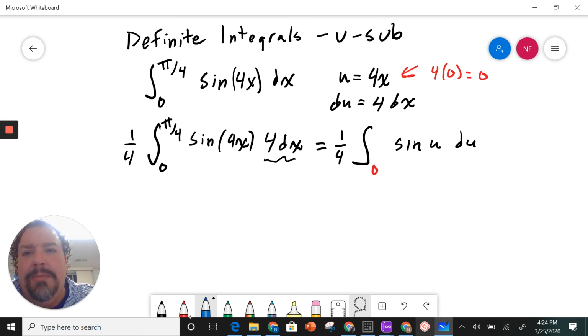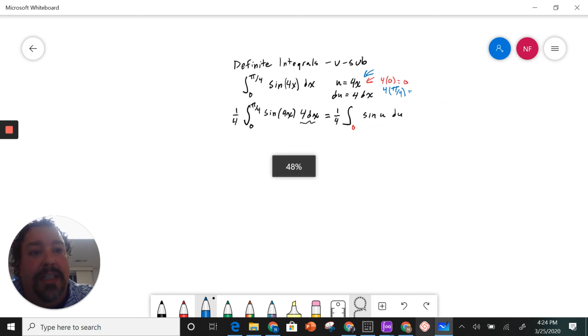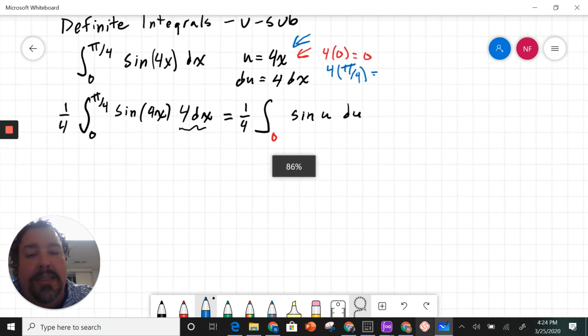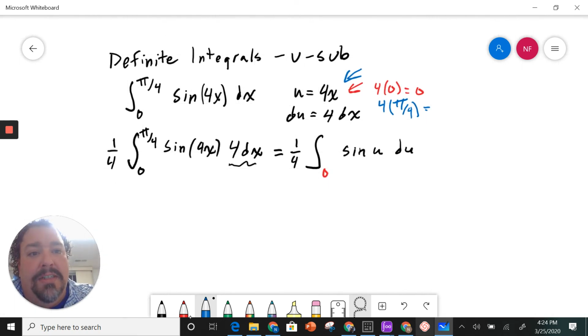And then I'm going to do the same with the pi over 4. I'm going to plug that in here for x. So I've got 4 times pi over 4. And what's that going to get? Oh, that's going to give us pi. So now we can rewrite our bounds. They are going from 0 to pi.